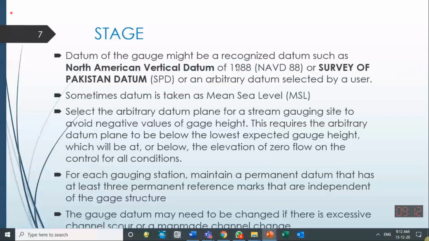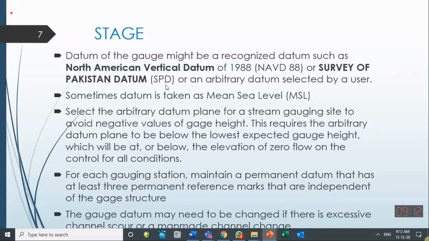So they have specified a certain spheroid, like there is a sphere of Earth. Earth is like a spheroid. So they have assumed a certain spheroid, and the mean sea level on the North American side. They have selected that one as a reference line. Similarly, if it is a country level datum, for example, in Pakistan, we use Survey of Pakistan datum, SPD.